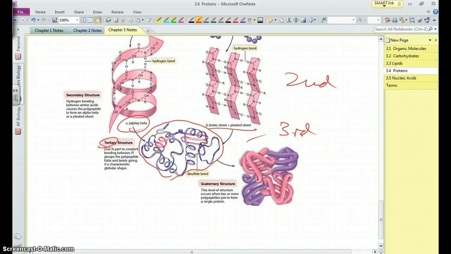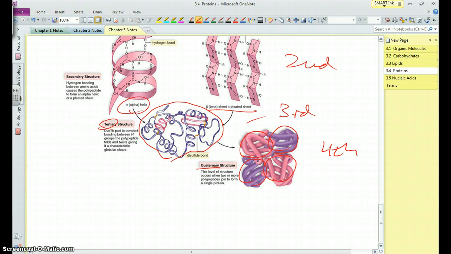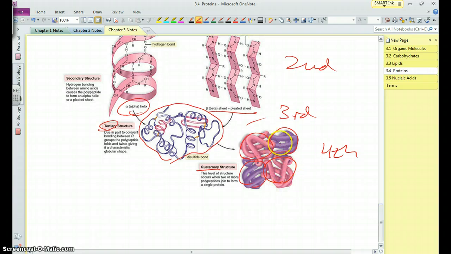Some proteins will then go to the next level, the fourth level or quaternary level of structure, in which you get separate subunits that bond together, making a really big protein. And this one, I believe, is supposed to represent hemoglobin, because hemoglobin consists of 4 separate subunits.